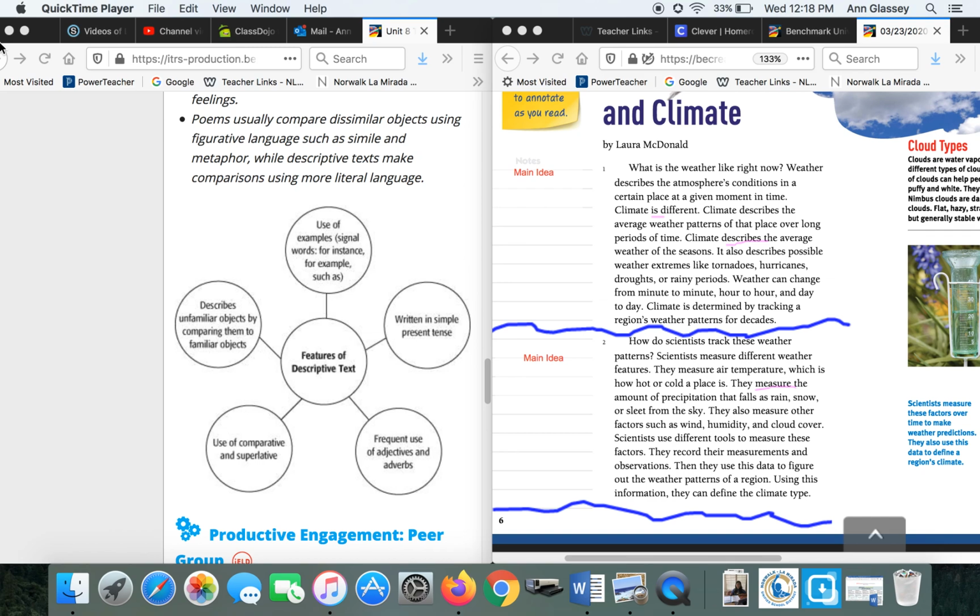Reading lesson number 1 for March 26th, 2020. You will need your weather magazine, a pencil, and eraser. Please turn to page 6.